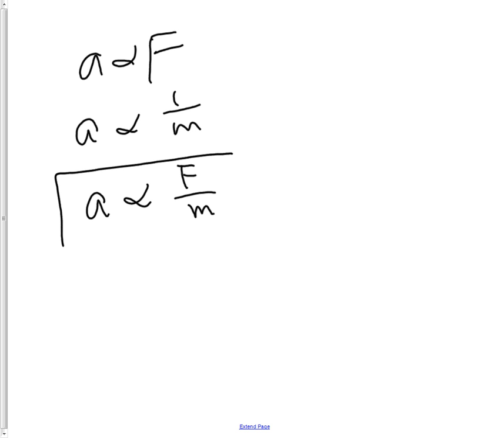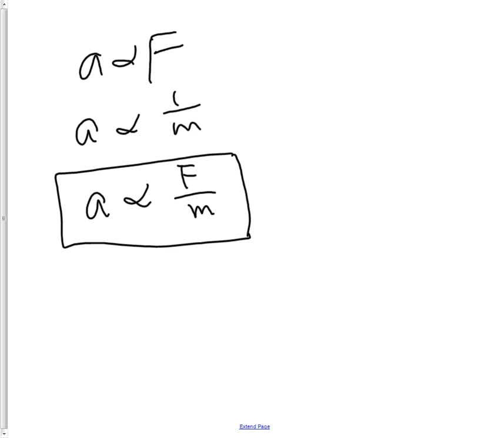So what have I found? I've found that the acceleration is proportional to the force, and the acceleration is proportional to 1 over the mass. And so finally, I find that the acceleration is proportional to the force over the mass. That is what I call Newton's second law, because it tells me how nature behaves. I like to think of laws in terms of proportionalities. This tells me that the acceleration is proportional to how hard I push and inversely proportional to what the mass is.